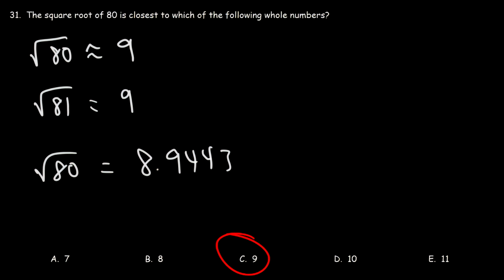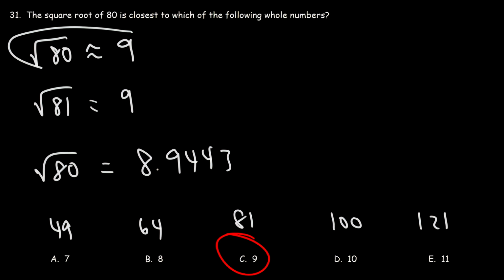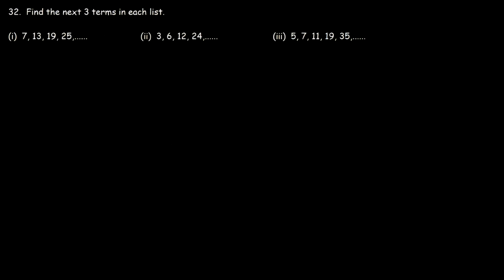So you need to be familiar with the perfect squares. 7 squared is 49, 8 squared is 64, 9 squared is 81, 10 squared is 100, 11 squared is 121. So that's how you can answer a question like this if you see it on the exam. Number 32.